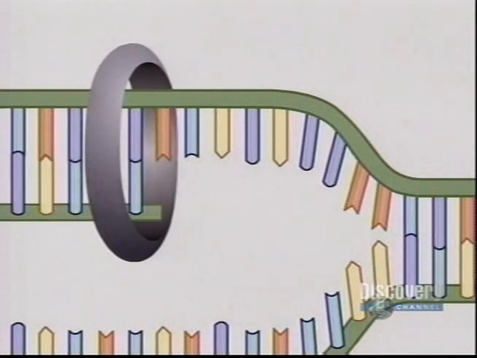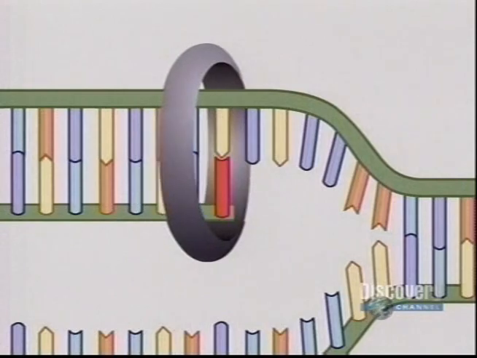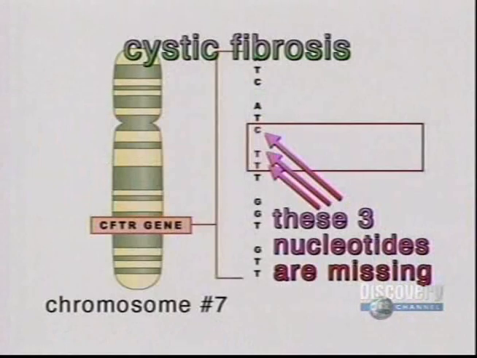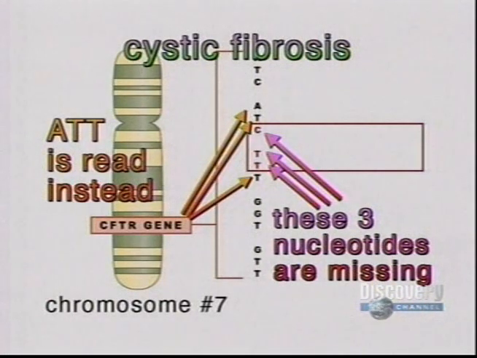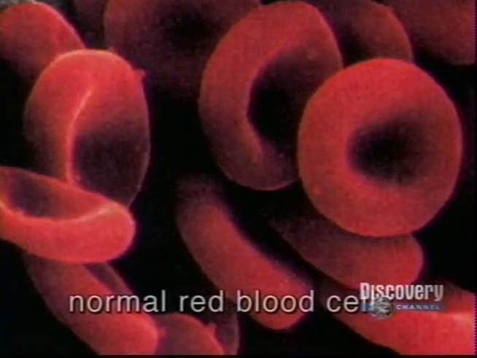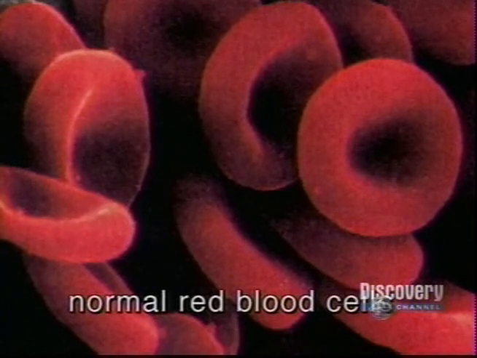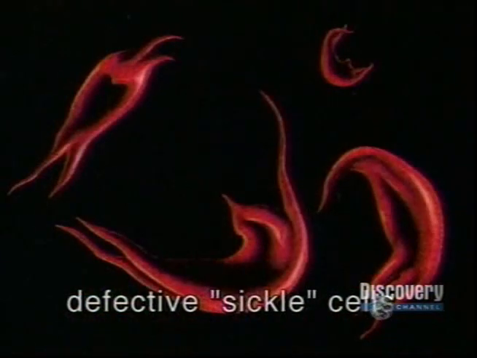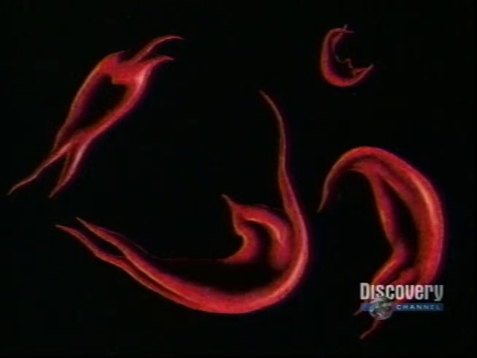These errors are called mutations, and they can cause serious diseases. Cystic fibrosis occurs when missing nucleotides prevent a gene from making a functional protein. Down syndrome is the result of an extra chromosome 21, resulting in a total of 47 rather than the normal 46 chromosomes. Sickle cell anemia, a disorder of red blood cells, is brought about by a one-letter misspelling of a base pair, meaning that one nucleotide is incorrect.